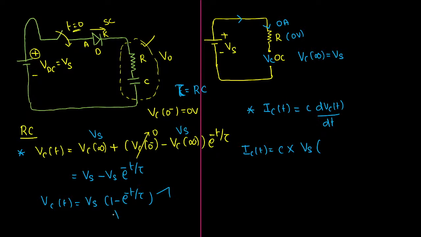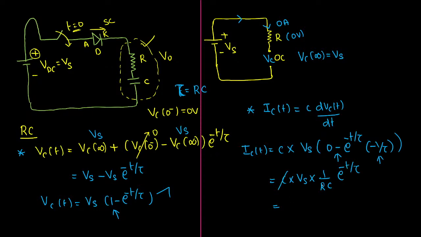Internally, the differentiation of this one will be 0 as usual, and 0 minus e power minus t by 2 once again becomes e power minus t by tau only. Internal differentiation will give you minus 1 by tau. So now there are two minus signs, minus into minus 1 by tau, and it will be plus. Now C into Vs into 1 by tau can be replaced by R into C into e power minus t by tau. So now the capacitor value C will get cancelled out. Finally, you will come up with Vs by R into e power minus t by tau amperes.